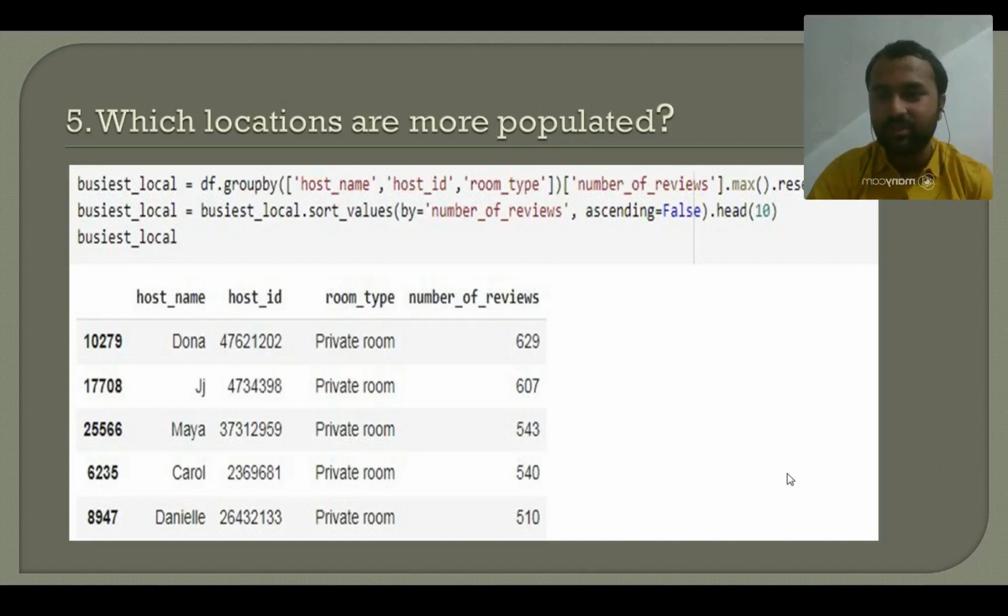So the busiest host means I want to just know who are the busiest hosts. I again did some coding, grouping by the host name, host ID, and room type, and just sorted them in descending value. What I came to know is that Donna, JJ, Maya, Carol, Daniel, all these hosts which have the room type like private room, have the maximum number of reviews. Donna has 629, JJ has 607, Maya has 543, Carol has 540, and Daniel has 510.